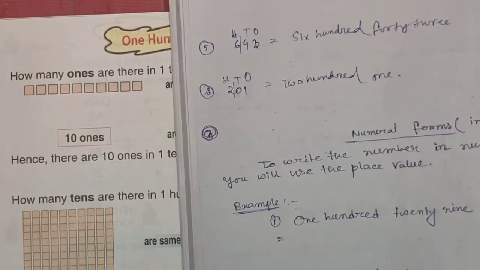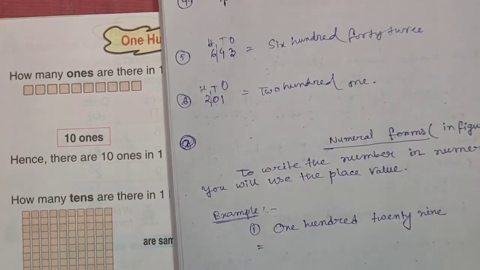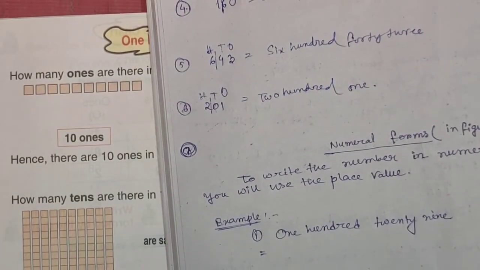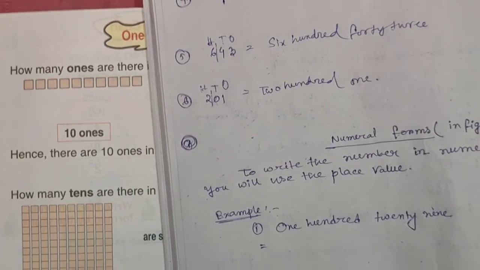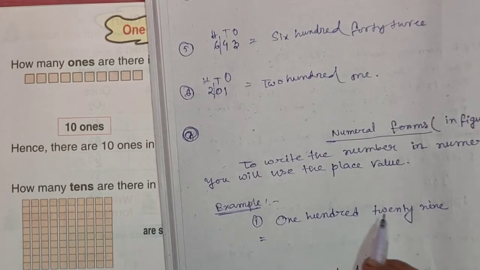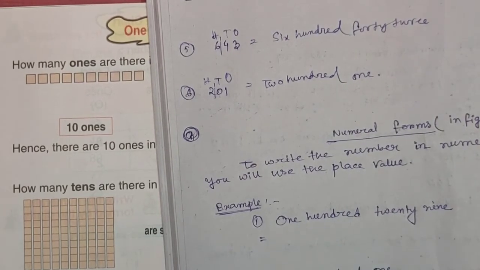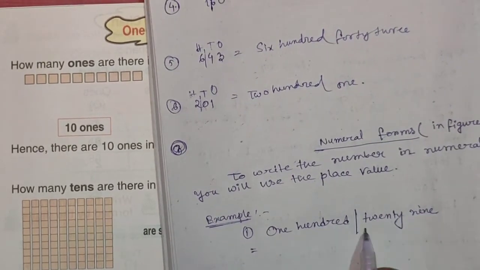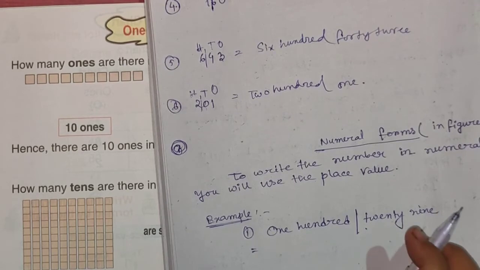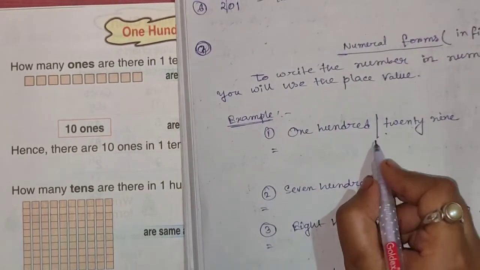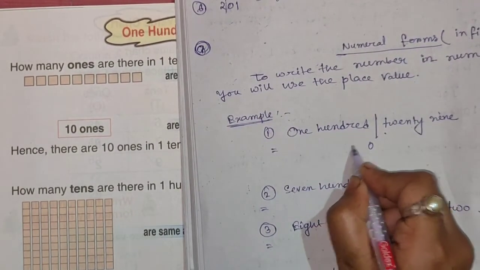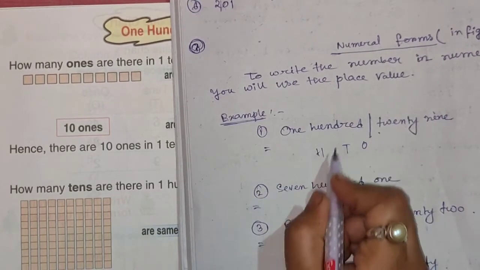So to write the numeral form of a 3-digit number we have to use place values. So first number is 129. So a 3-digit number has two parts. In the first part there are 100 and in the second part there are tens and ones together. So first we will write the place value. Ones, tens, hundreds. So how many hundreds?